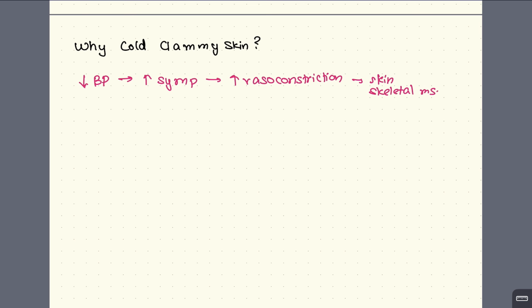So when there's vasoconstriction in the periphery, there's increased pumping of blood to the vital organs, and that is the purpose, to increase the pumping of blood into the vital organs. So your peripheral area or your extremities will be cold. So this is the physiological basis for cold clammy skin.